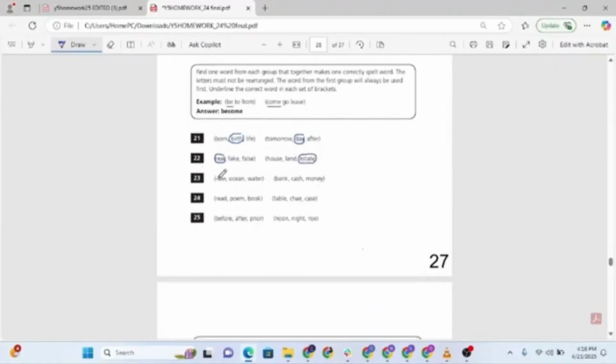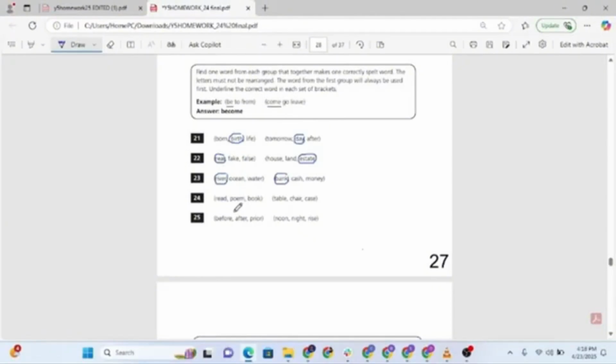Therefore, the correct answer is real estate. Question 23. The correct answer is riverbank. This is because the word river from the first group and the word bank from the second group join together to make the correctly spelled word riverbank. Therefore, the correct answer is riverbank.